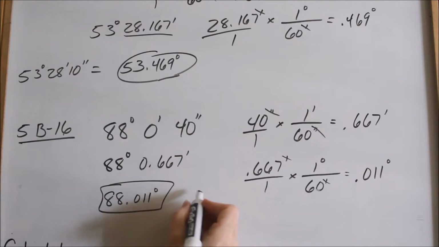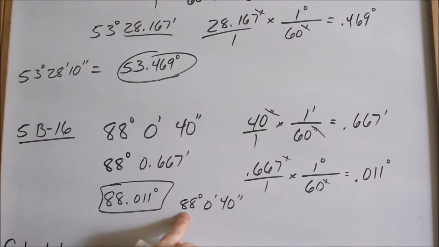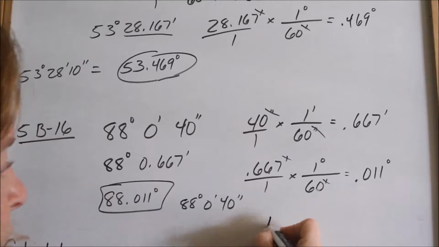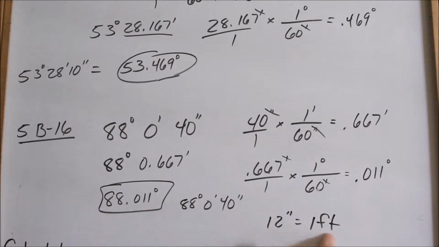That is the same thing as 88 degrees, 0 minutes, and 40 seconds. This is just using degrees, minutes, seconds units. This is just using just degrees, and it's in decimal. So they're the same thing, it's just in different units. It's the same as saying 12 inches equals 1 foot. They're the same thing, they're just in different units.